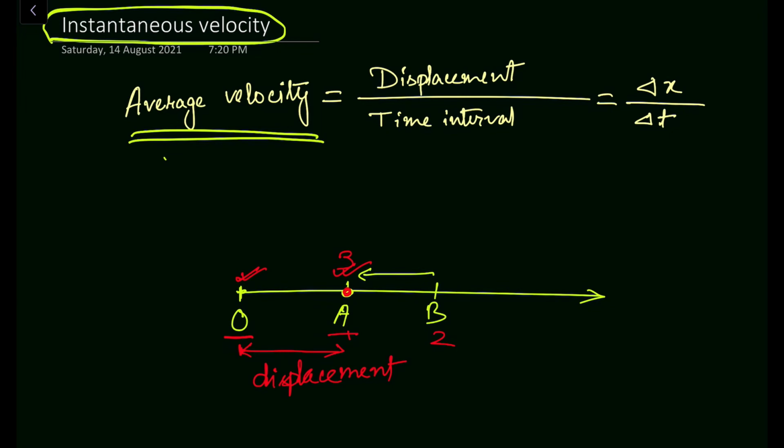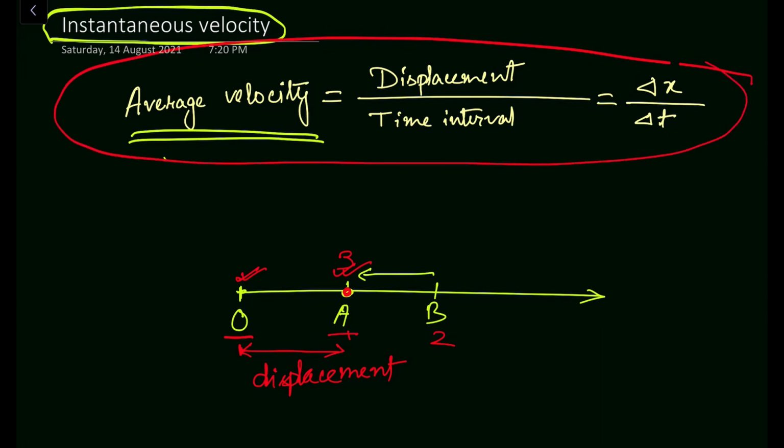Average velocity can be calculated with this formula. It is the displacement, which means final position minus the initial position, divided by the time interval, which is the time taken by the object to move from point O to point A. If the initial time is 0 seconds, then after 3 seconds the object arrives at point A. So the displacement is from O to A, and the velocity will be OA divided by the 3 second time interval.